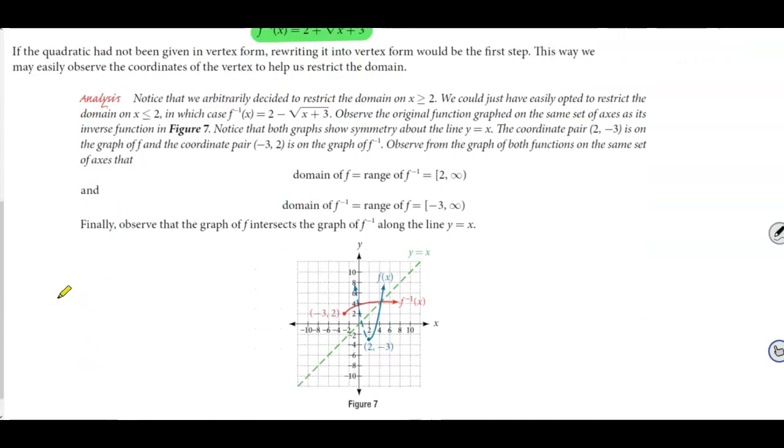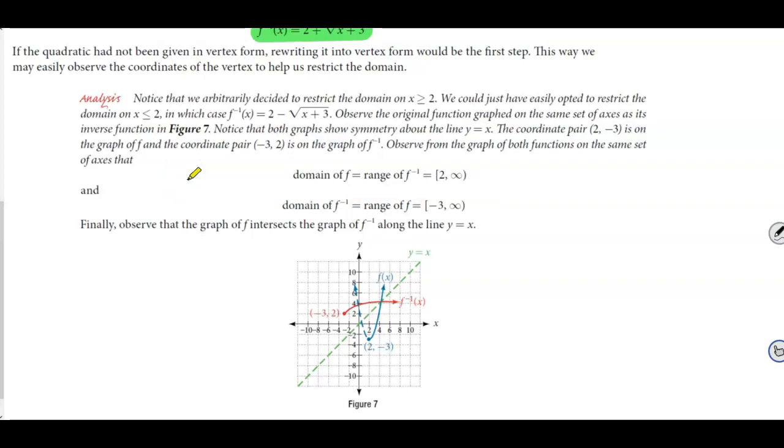Now let's take a look at the analysis. Notice that we arbitrarily decided to restrict the domain on x is greater than or equal to 2. We could just have easily opted to restrict the domain on x is less than or equal to 2, in which case f inverse of x would have been 2 minus the square root of x plus 3.